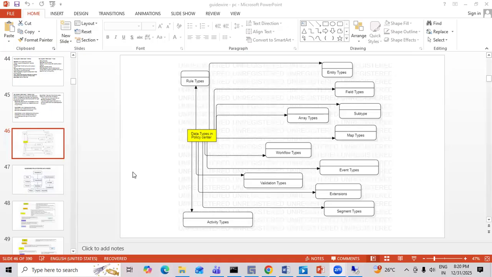So how these data types can be presented, I'll discuss tomorrow. Tomorrow we have a session. Okay, sure.